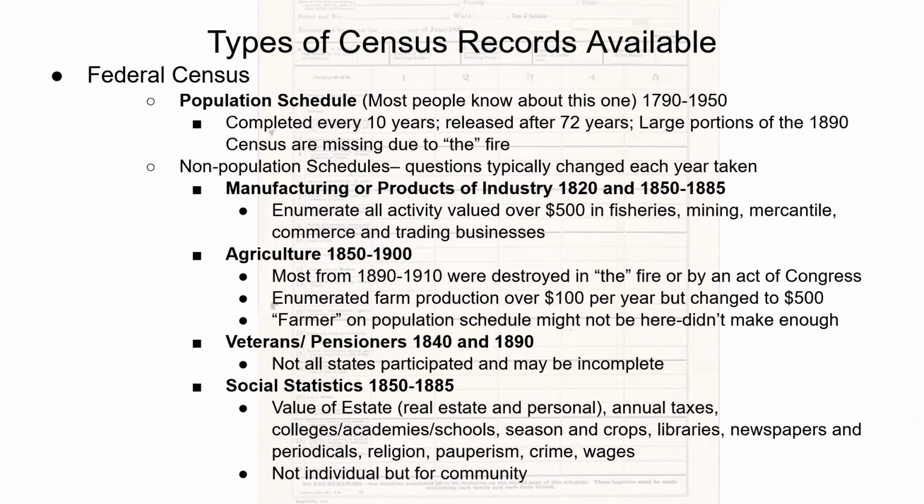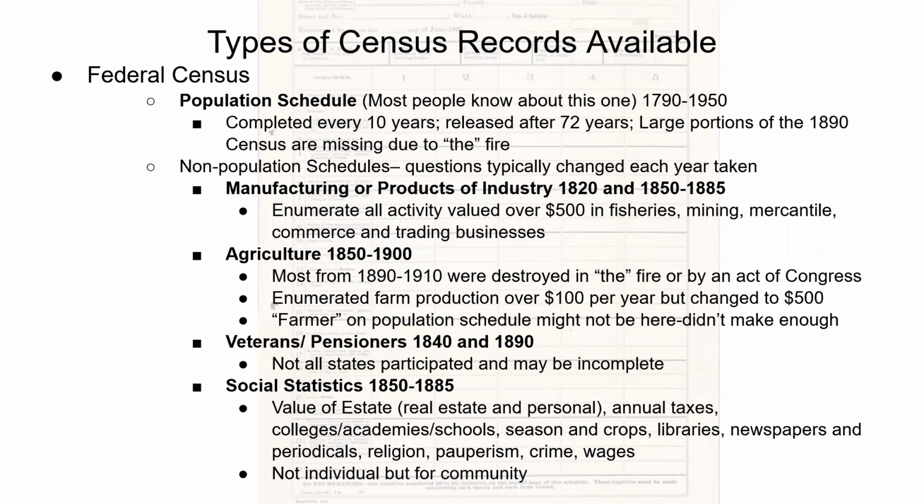Now, there's a lot of different types of census records and schedules that the government has collected over the years. The most common are the federal censuses. Those include the population schedule. This is the one most people think of when they think of census records. It's completed every 10 years. It's released after 72 years. And large portions of the 1890 census were missing due to the big fire that took out a lot of records. You'll hear me refer to the fire as we continue because it took out a lot of records that we may be looking for.